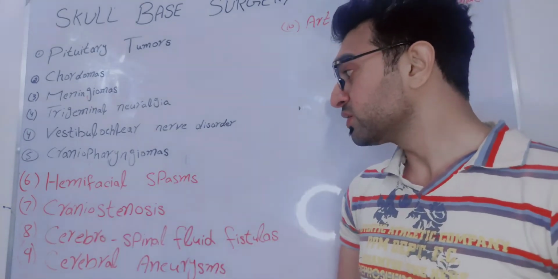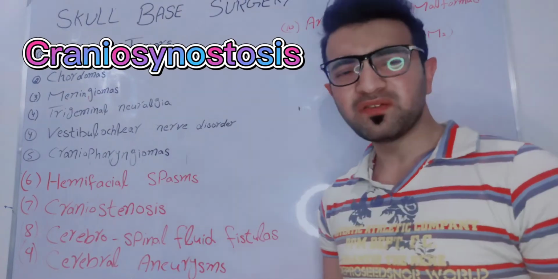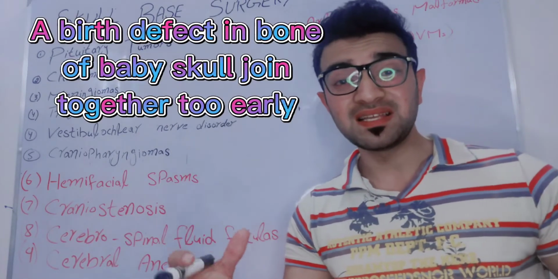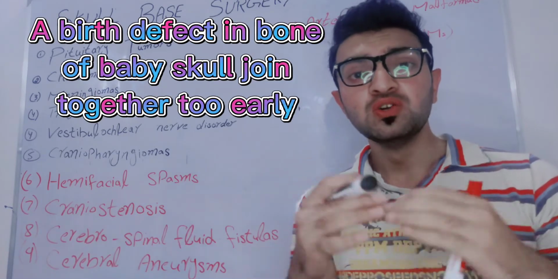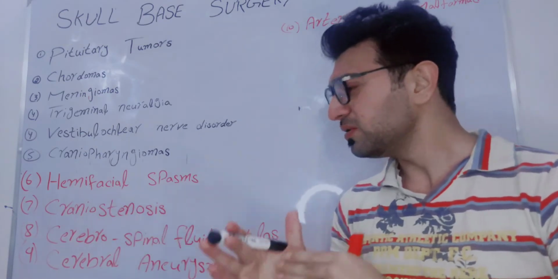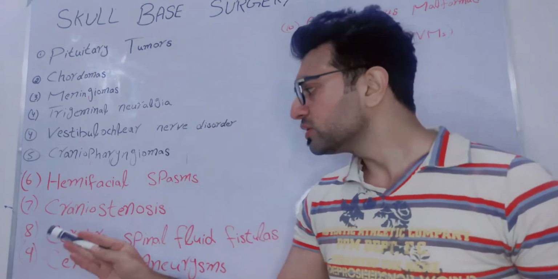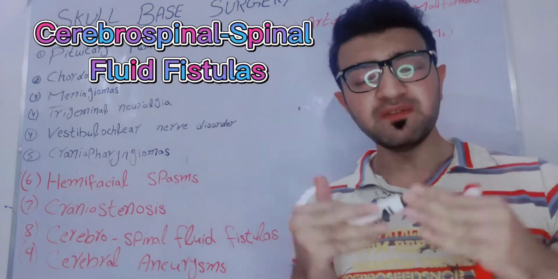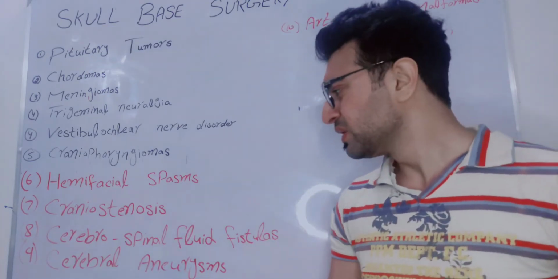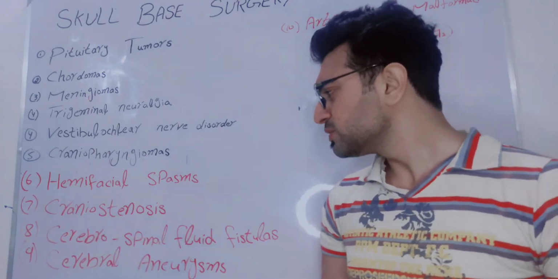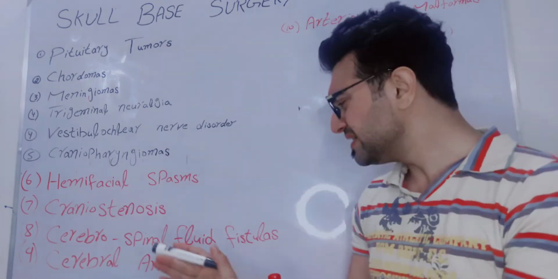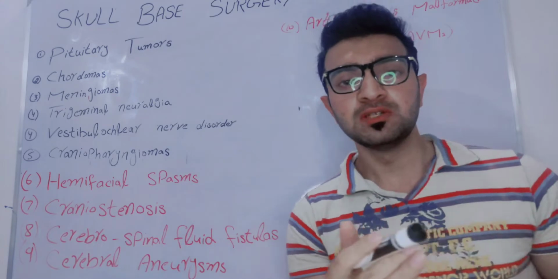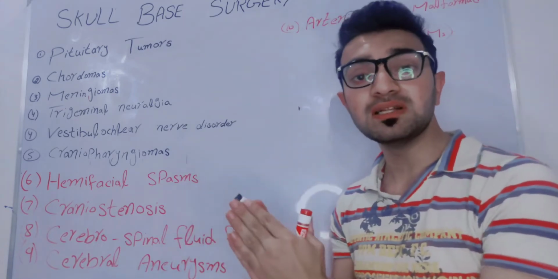Number 8 is craniosynostosis. In this type of condition, mostly we find that the bones of the skull close together too early. This condition is called craniosynostosis. The 9th one is cerebrospinal fluid fistulas. As in the previous lecture we studied about the cerebrospinal fluid, in this type of condition the fluid flows in the wrong way. For this condition we perform skull-based surgeries.